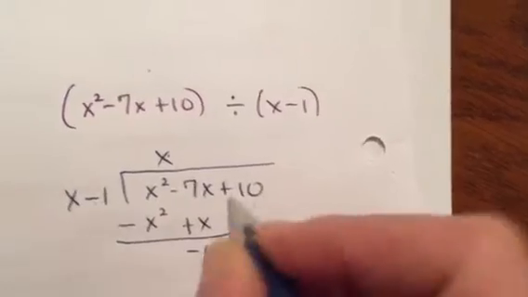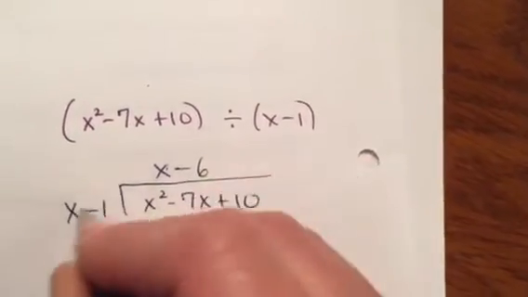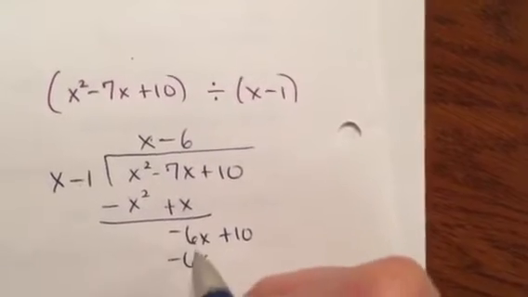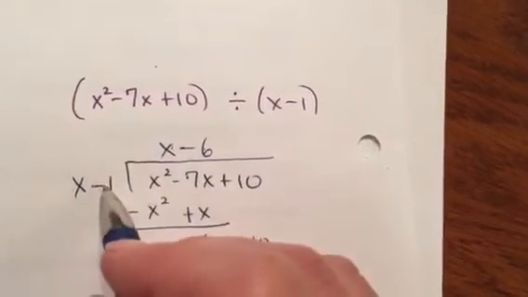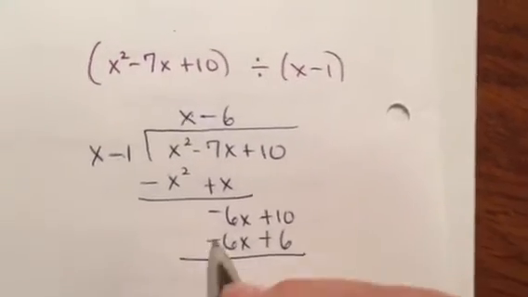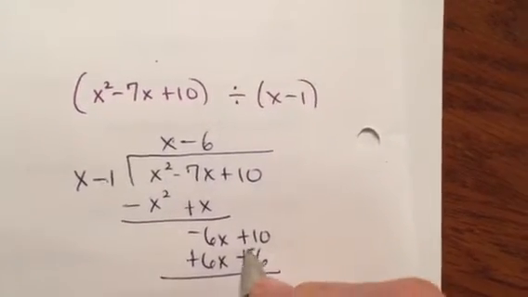Write it straight down. Okay, negative 6 times x is negative 6x. You're only trying to get this first term to cancel. Negative 6 times a negative 1 is positive 6. What do you do now? Change your signs. So I'm changing those little signs.